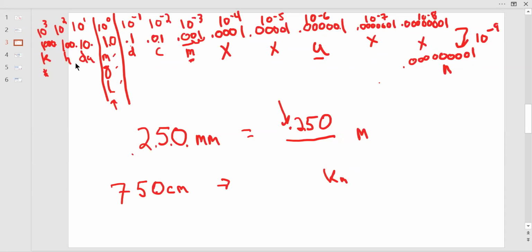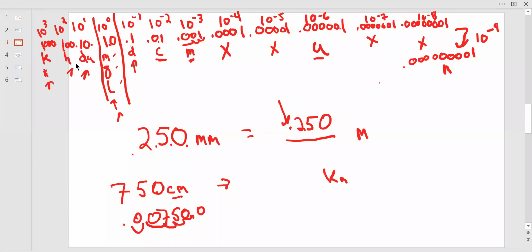How do we do that? So we're going from a smaller one to a larger one. So where's the decimal place? 750 centimeters. This is where the decimal place is. So we're going from this unit and we're crossing over. So we've got to count 1, 2, 3, 4, and how many? 5. All right, so we have to move the decimal 5 places. 1, 2, 3, 4, and 5.